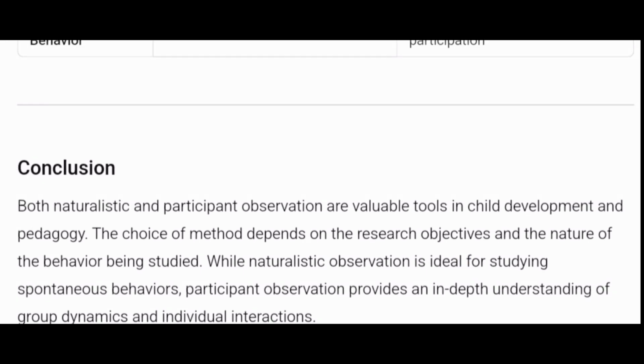I believe I was able to make you understand these two methods of child study, that is the naturalistic observation method and the participant observation method. The naturalistic observation method means studying the child in the natural setting, the natural environment. You are not participating in the naturalistic method. However, if you study the child by the participant observation method, then you are participating as an observer, teacher or researcher, and you are taking part in group activities along with the child.